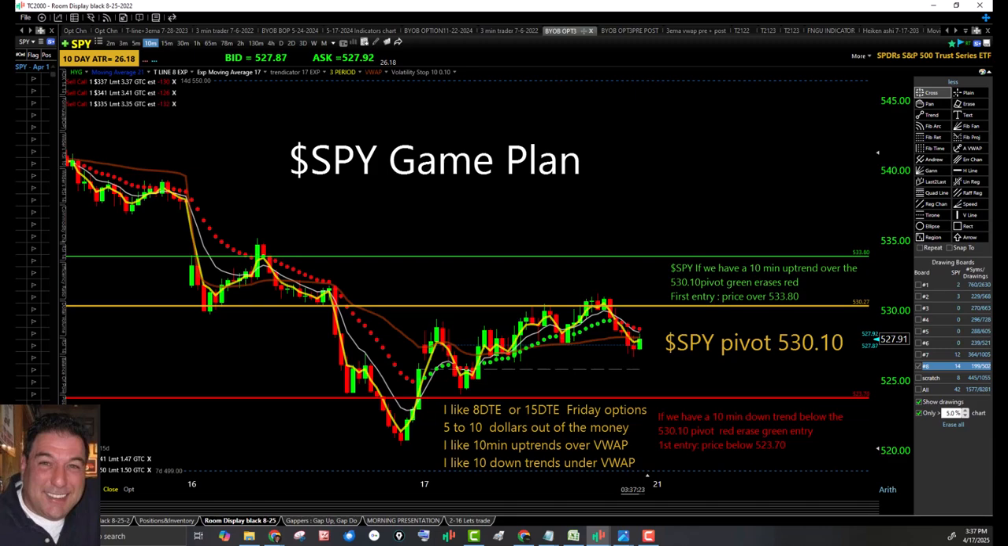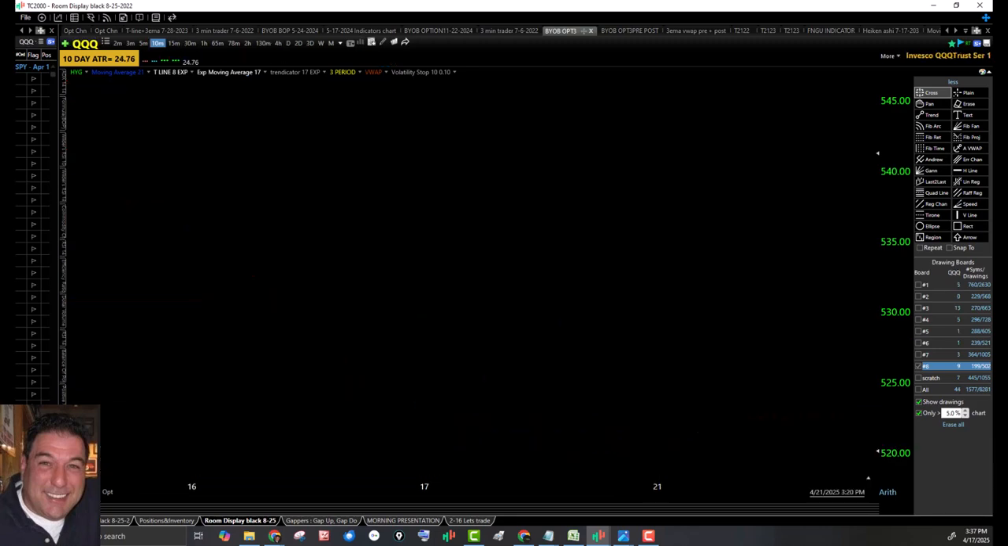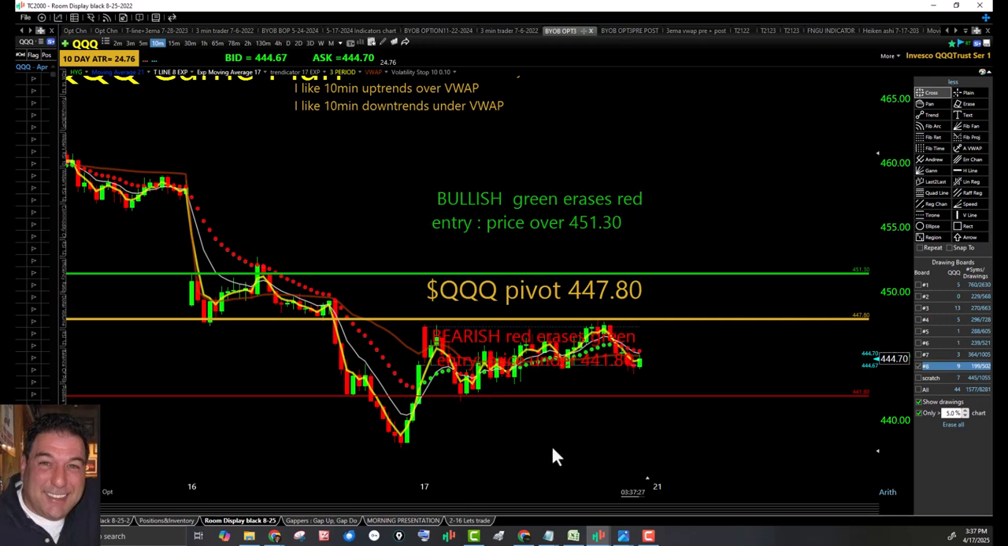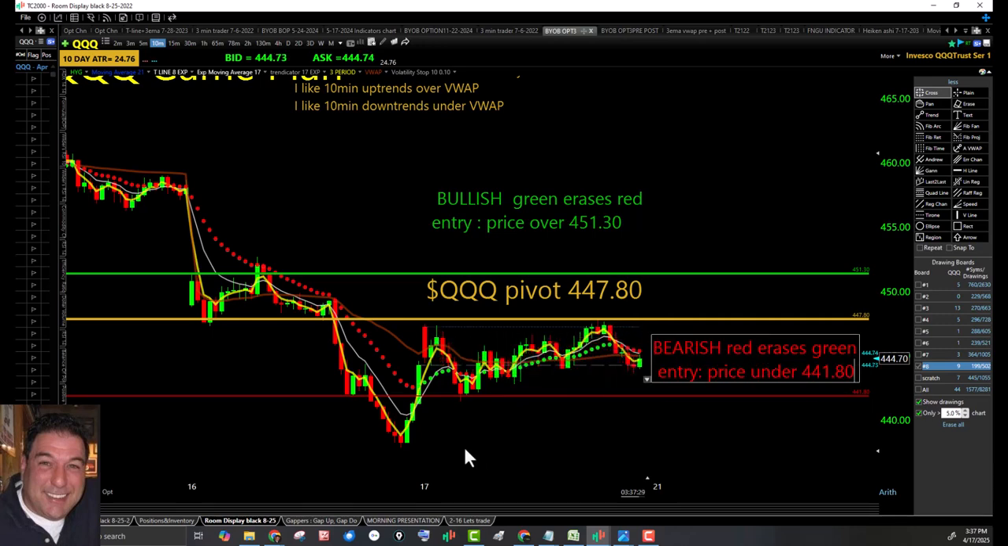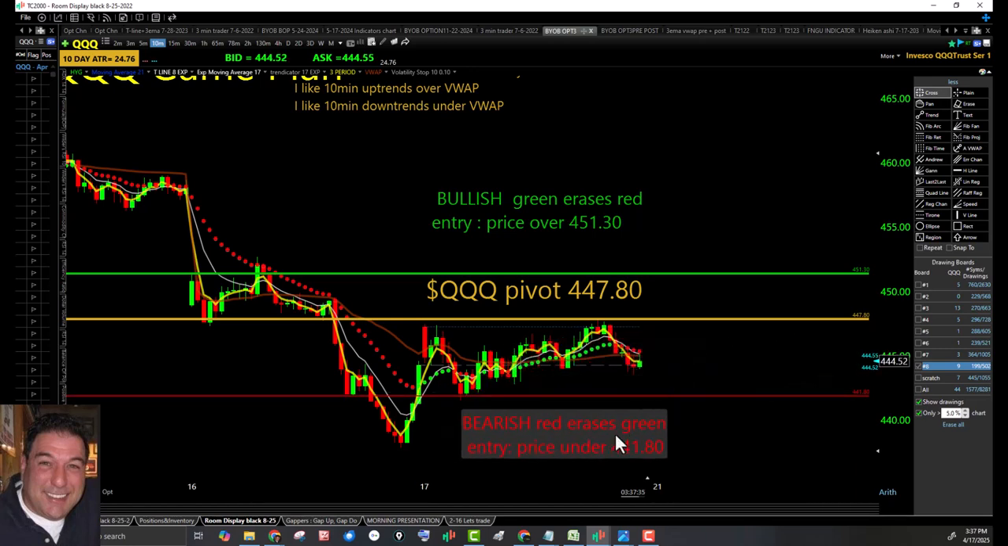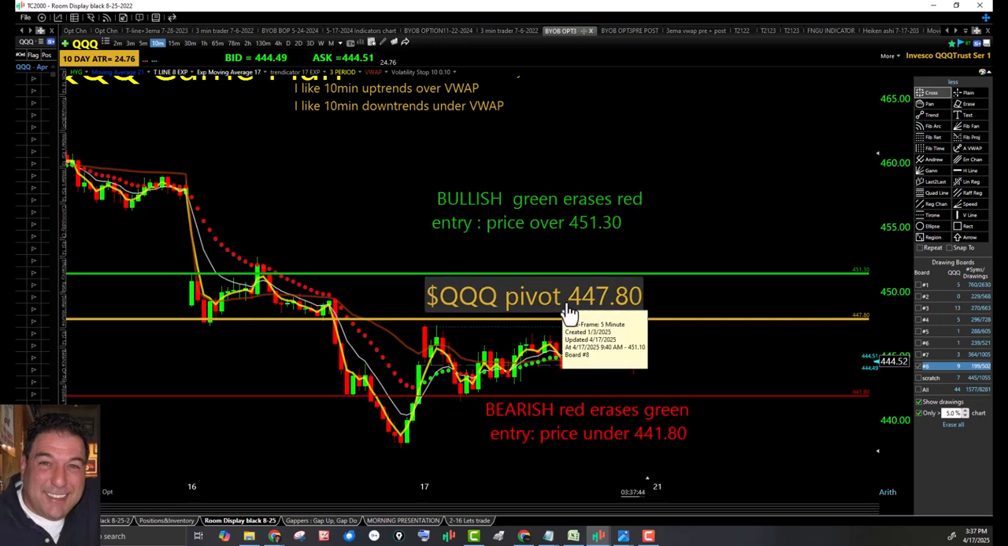Let's take a look at QQQ. You can see on QQQ, this is the 17th, never triggered on the southern side, price underneath 441.80. You can see we came down here, touched the 441.80 line, never got through it with a candle. QQQ pivot, 447.80. You can see we got up to it twice and couldn't get over it.